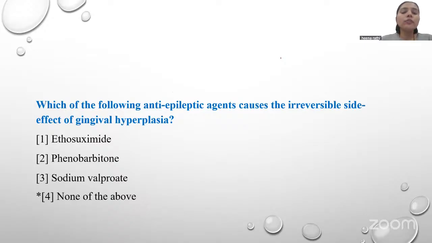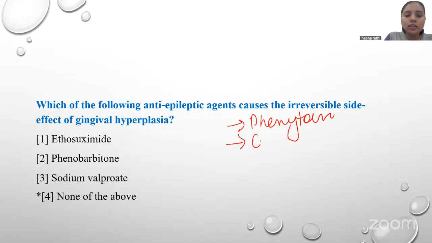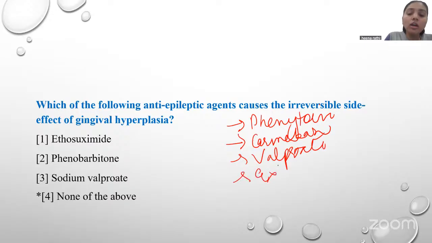Next question, which of the following anti-epileptic drugs causes irreversible side effects of the gingival hyperplasia? Most of the anti-epileptic drugs show hyperplasia of gingiva. The most common drug which is used is the phenytoin. Then there can be the drug like carbamazepine. There can be valproate. There can be ethosuximide. These all are anti-epileptic drugs.